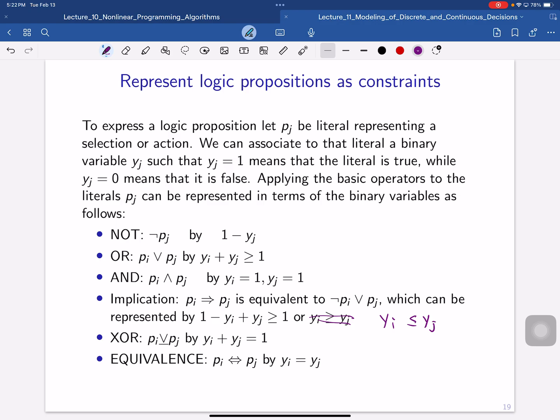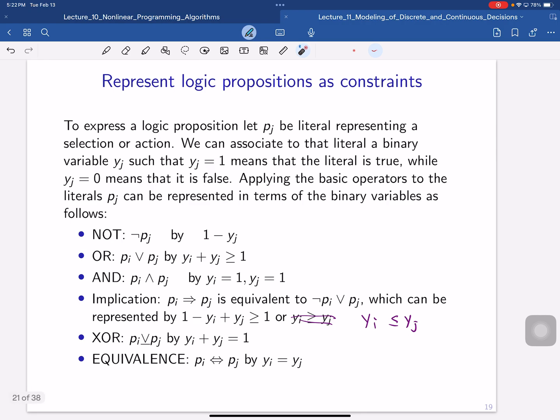And for exclusive OR, it is equivalent to yi plus yj equals 1, and equivalence would mean yi equals yj, right? Okay, that's just a simple way of expressing all the six logic expressions in terms of constraints. Hope it is clear here.